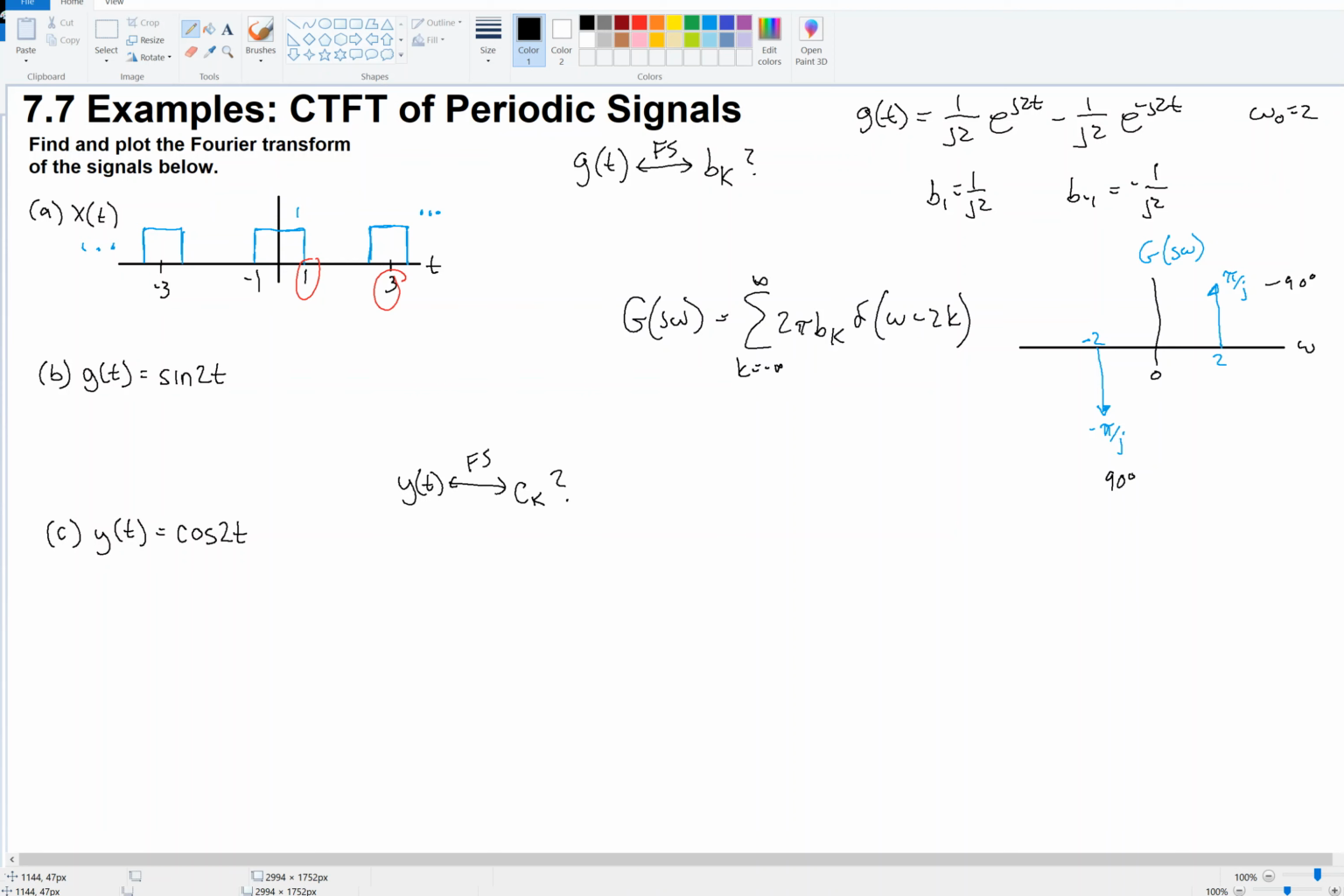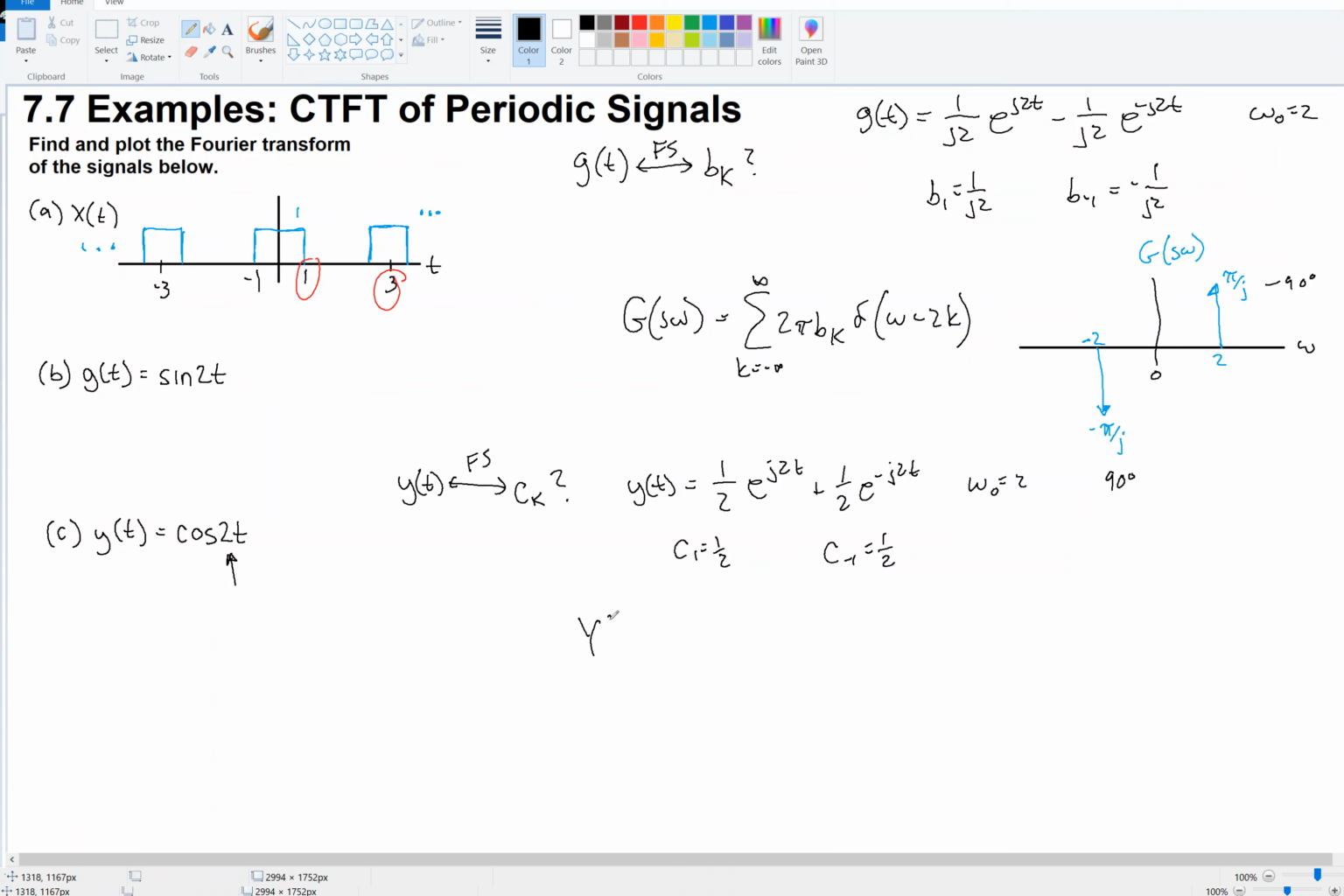So next, I need to find the Fourier series coefficients, and I can do that quickly with Euler's formula because cosine is related to exponentials in this form: one half e to the j2t plus one half e to the minus j2t. And then I inspect this and I see, again, omega 0 is equal to 2, because this is the frequency. And so this is the first harmonic, this is the minus first harmonic. So I see that c_1 is that coefficient in front, and c minus 1 is that coefficient in front. And those are the only non-zero coefficients.